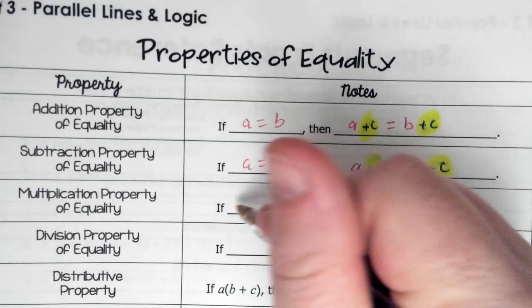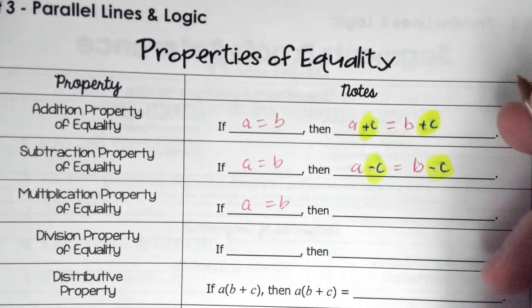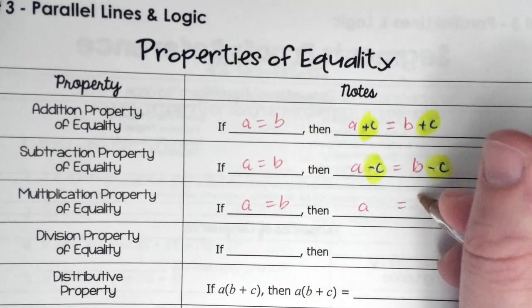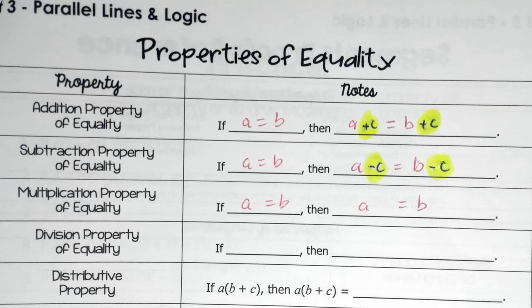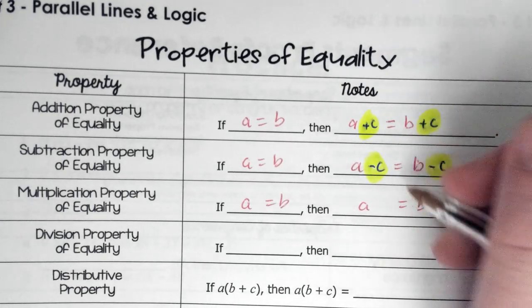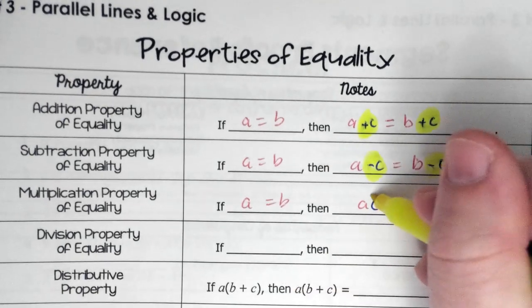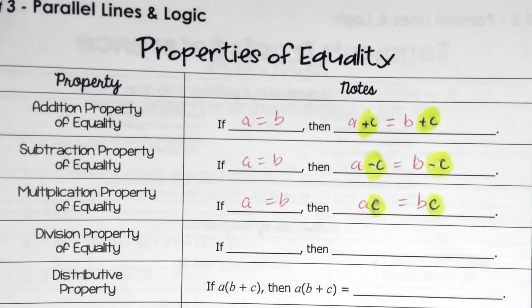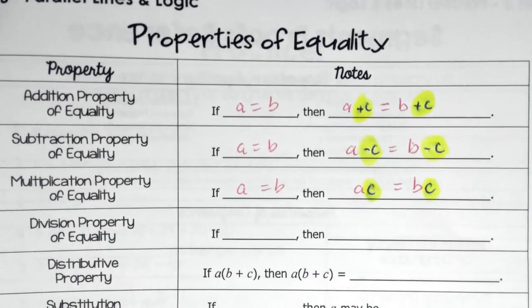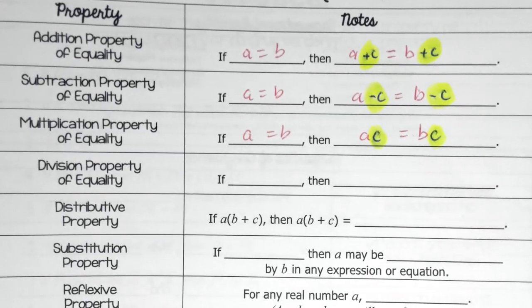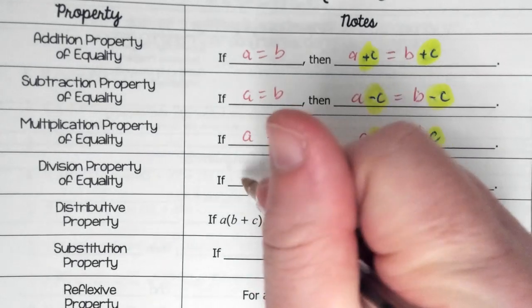All right, so A equals B again. So I have A and I have B. All that's going to happen is I'm going to multiply C on both sides. That's all that happened. That's multiplication. All I did was multiply. Not very difficult, is it? It's really simple.